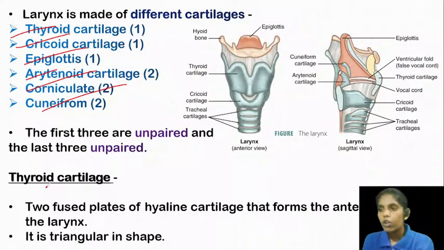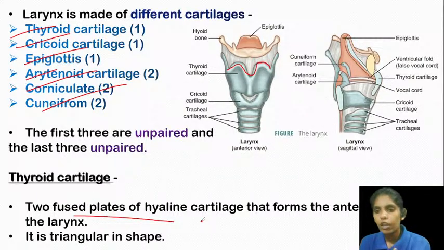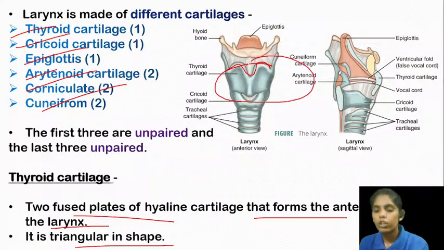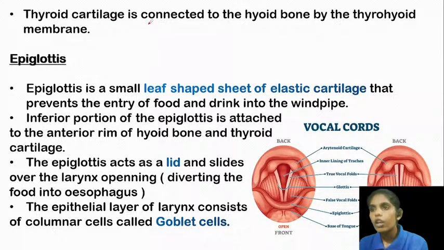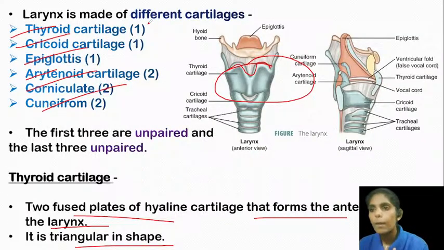Now let us start with the thyroid cartilage. Here you can see this is the thyroid cartilage. These are two fused plates that form the anterior wall of the larynx, and they are triangular in shape, as you can observe. The thyroid cartilage is connected to the hyoid bone by the thyrohyoid membrane.